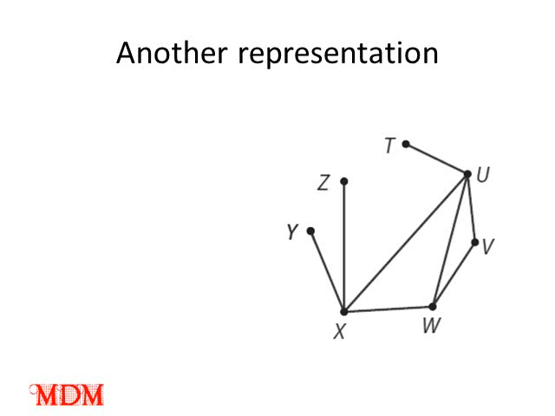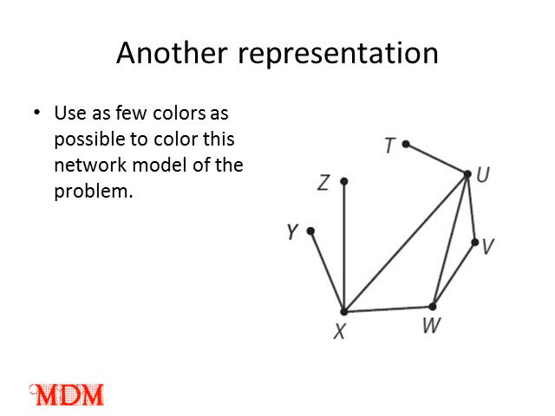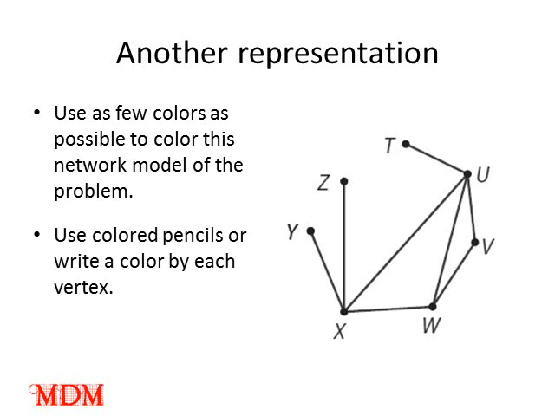Recall that this graph was also a representation of the radio station problem. Use as few colors as possible to color this particular model. Use colored pencils or write a color by each vertex. Pause the video while you work. How does your solution compare to the one shown here? Check each of your edges to make sure that the vertices on those edges are colored with a different color.